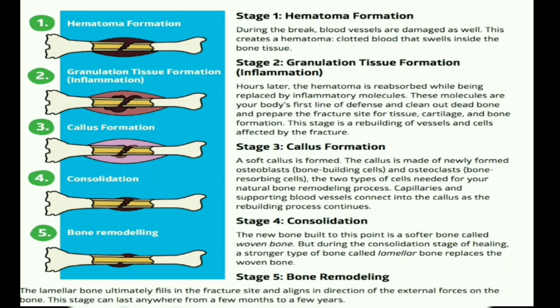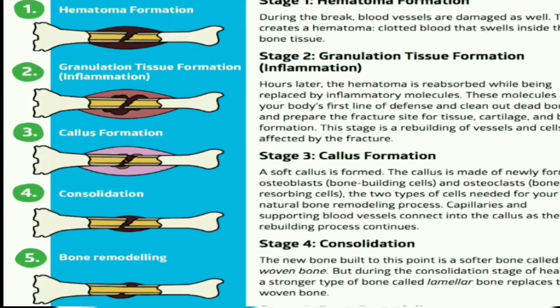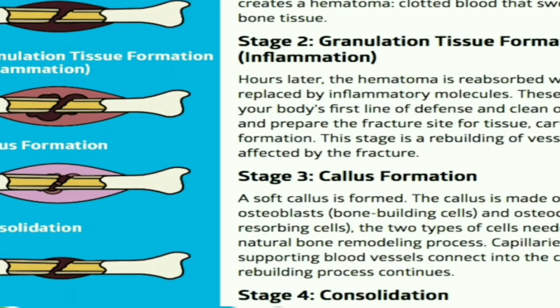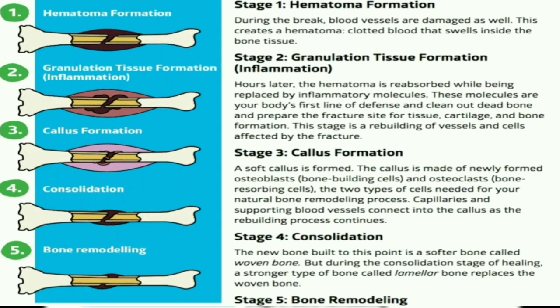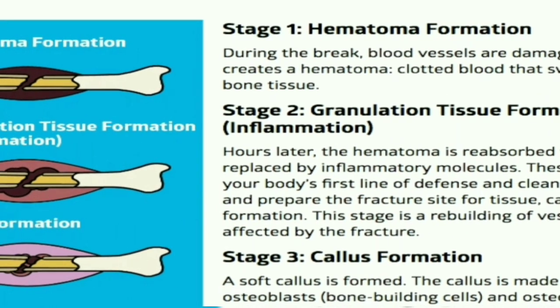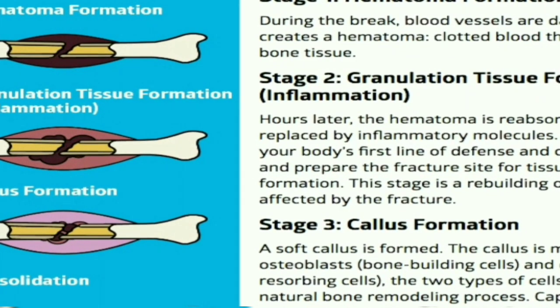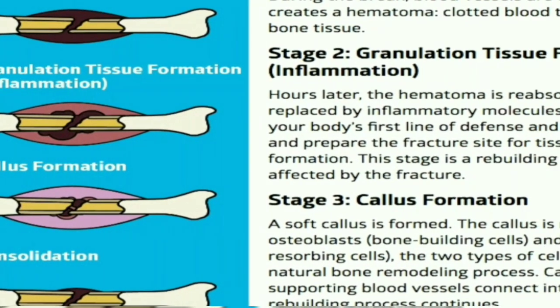In the first stage, hematoma formation, during the break blood vessels are damaged as well. This will create a hematoma, clotted blood that swells inside the bone tissue. When the fracture occurs, there will be bleeding at the fracture site. It will make a fibrin clot. Here you can see the picture.